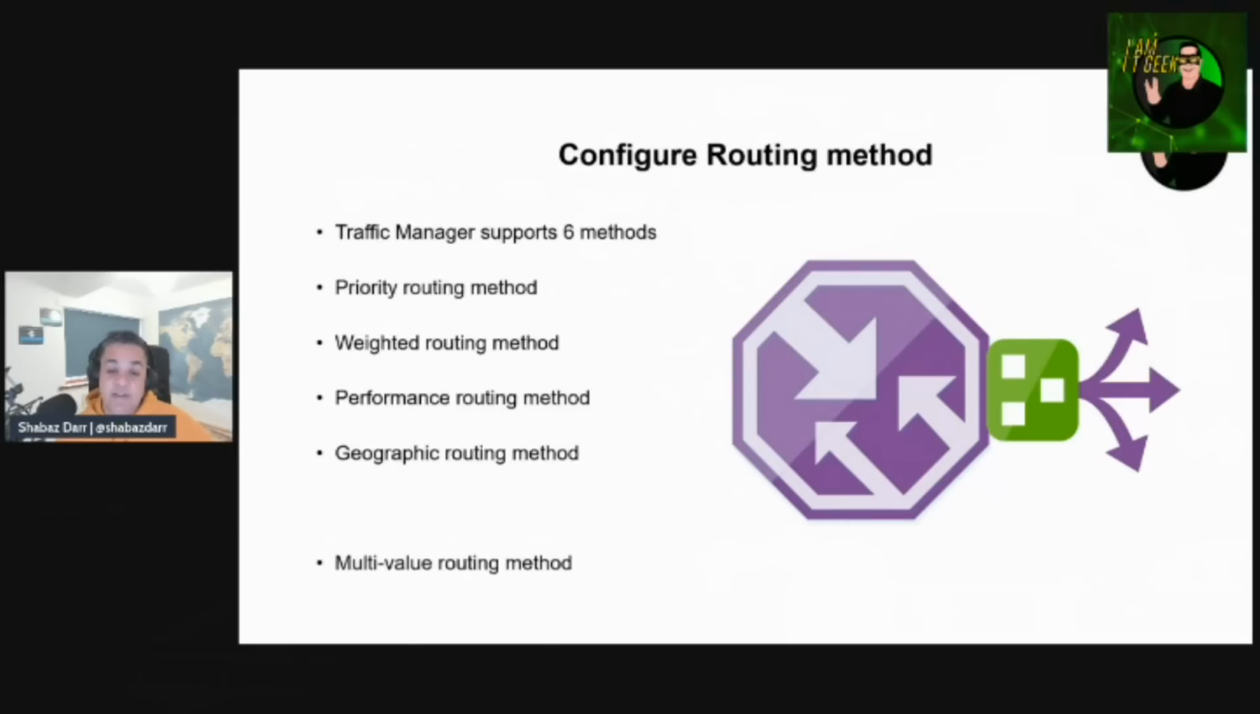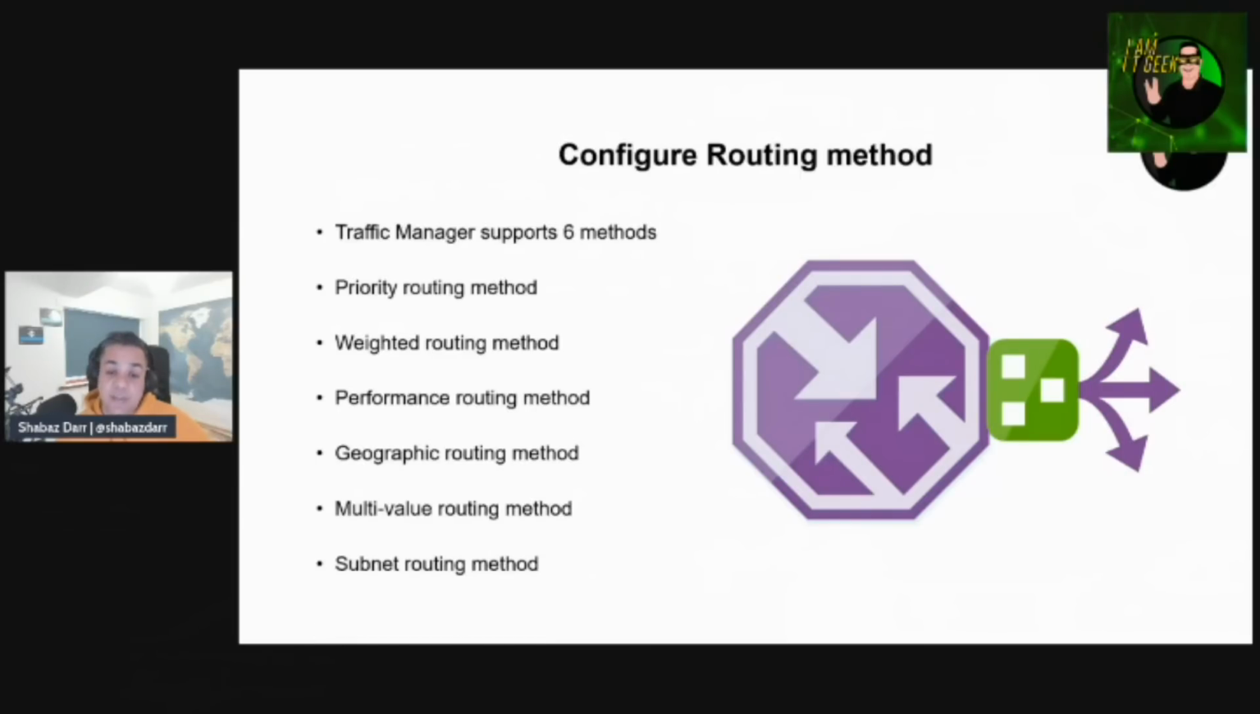We then have the multi-value routing method. If you select multi-value for Traffic Manager profiles, they can only have IPv4 or IPv6 addresses as endpoints. When a query is received for this profile, all healthy endpoints are returned.